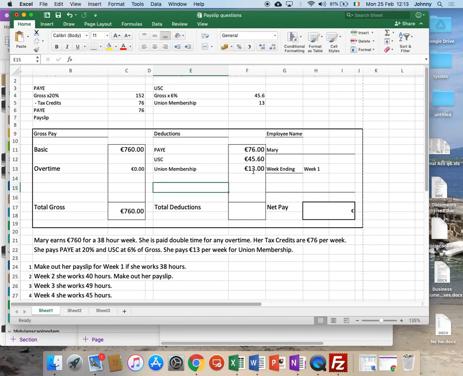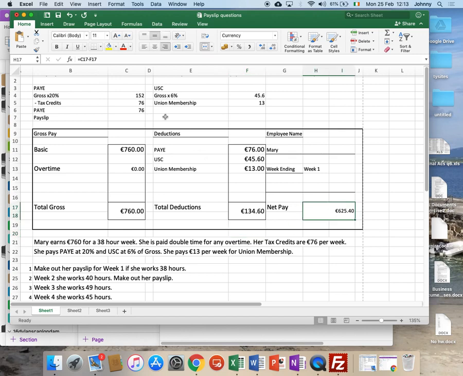And now we need to finish off. So that's everything put in. We just need to do the maths. How do I do my total deductions? I add 76 and 45 and the €13 union membership. So there's total deductions. How do I work out my net pay? Take total gross. So my total gross, take away my total deductions. And we get 625. Just going to make that bigger so we can see it nice and simply. Are we all happy with that? Yeah? Okay. How is it 625 40 if it's 60 cents? Well, 60 cent from 100 cent is 40 cent. We all okay with that?